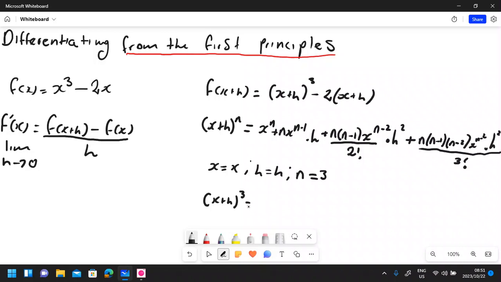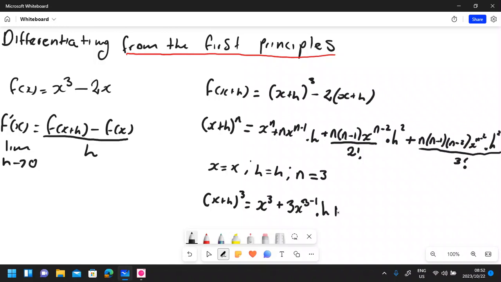So let's continue. So we know that x to the power of n, x is x, and then n is going to be 3. So that's the first term. The second term is going to be n multiplied by x to the power of n minus 1 multiplied by h. So what is our n in this case? This is going to be 3. And then we have x, and then what is our n? It's going to be 3 minus 1 multiplied by h. Remember, h is h here, so we are fine. That is our second term.